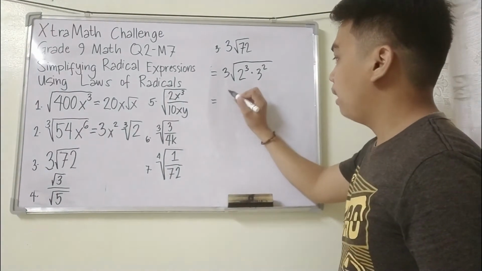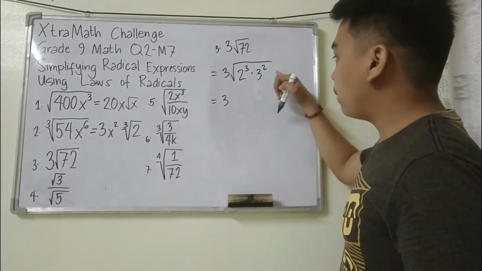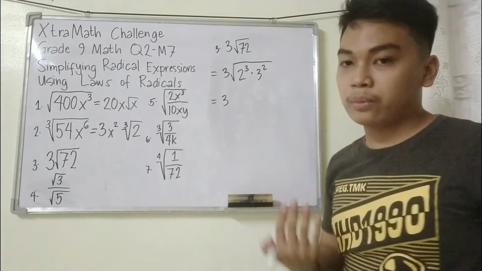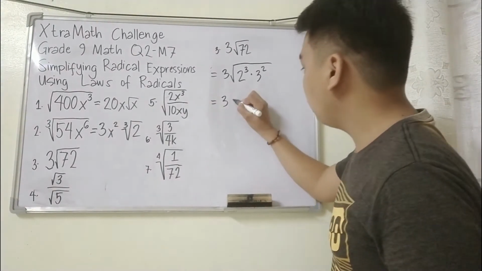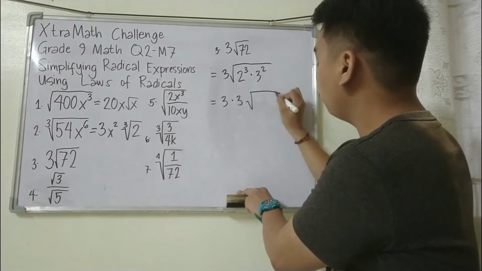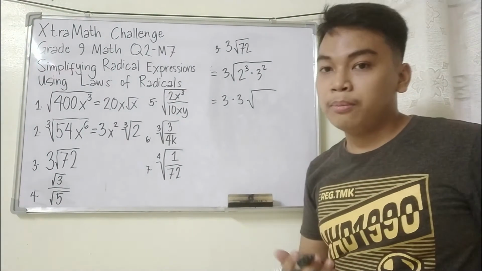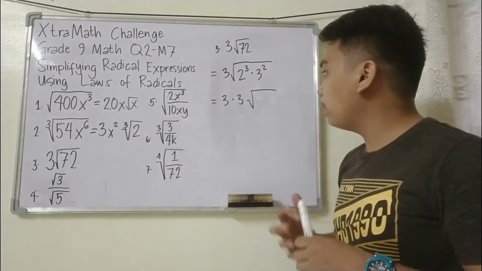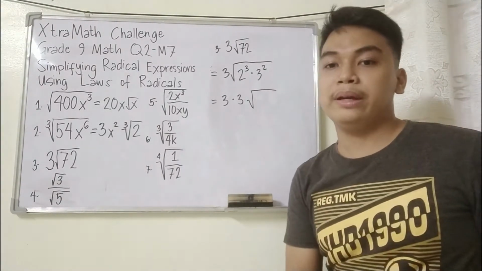Ayan. And 3 squared, the square root of 3 squared is equal to 3. So, pwede natin ilabas yung 3. Yung maiiwan na lang is yung 2 cubed. Yung 2 cubed ngayon, pwede nating i-factor or i-separate yan as 2 squared times 2.